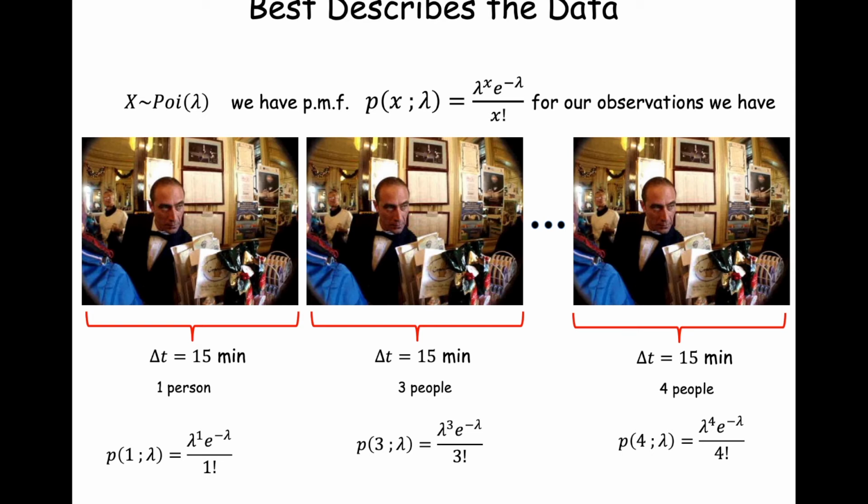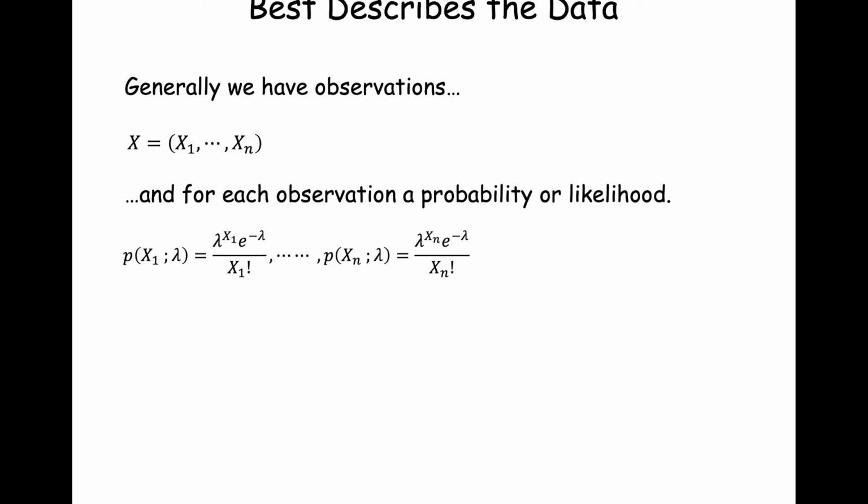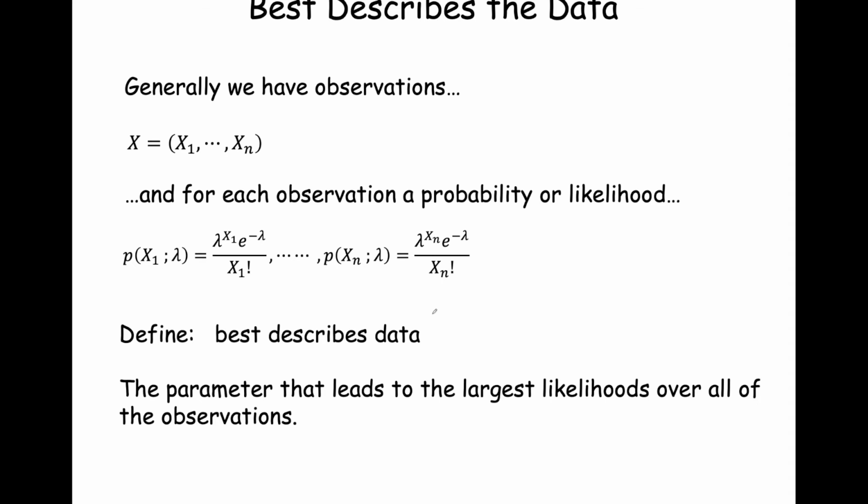So this gives us some notion of this idea of best describes the data, but we have this unknown parameter, this lambda. So for each probability, each observation, we have a probability of that observation assuming a given lambda. For the first observation, x1, the second, the third, up to and including n many observations. So we can absolutely express this idea of probability or likelihood for each of these observations. Now, this idea of best describes the data, now we need to pull in this idea of a likelihood across the entire data set.